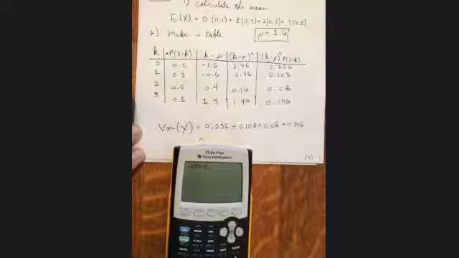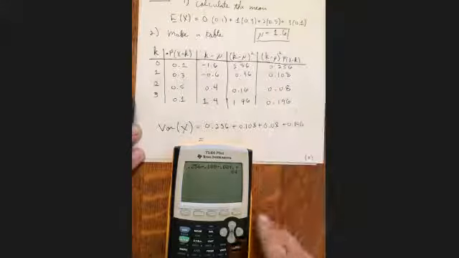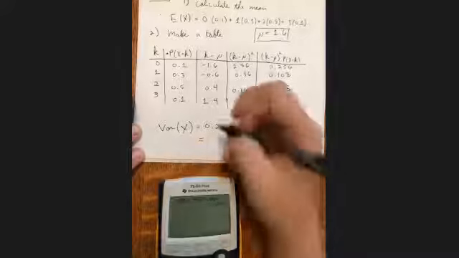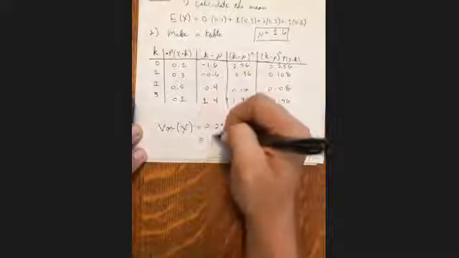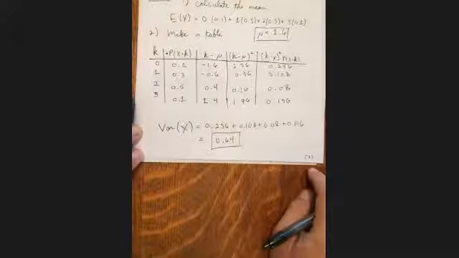0.256 plus 0.108 plus 0.08 plus 0.196. And we get 0.64. Okay, so that is our variance for this probability distribution.